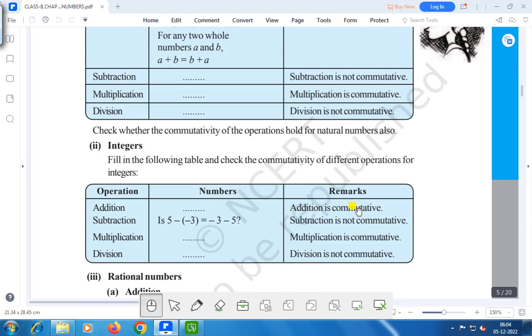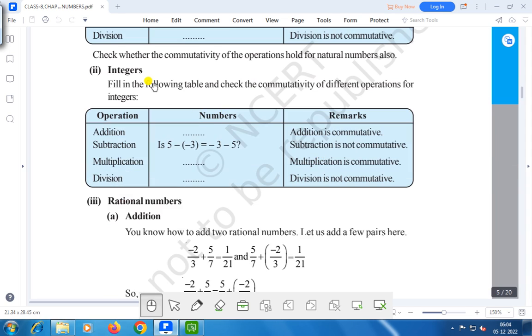Check whether the commutative operations hold for natural numbers also. Now we will read about integers. Fill in the following table and check the commutativity of different operations for integers. Addition, yes, addition is commutative for integers. Subtraction is not commutative for integers. Multiplication is commutative for integers. Division is not commutative for integers, right?